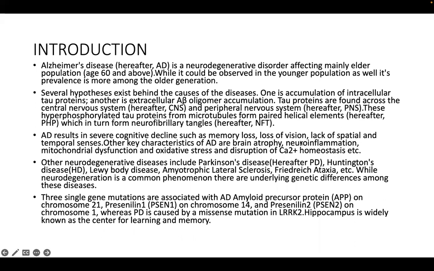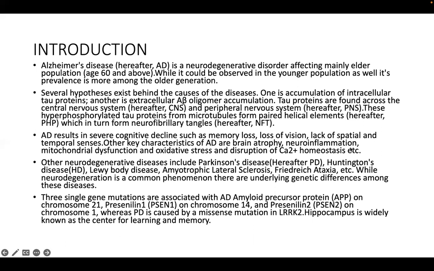Before proceeding, I would love to give an overview of Alzheimer's disease. It is a neurodegenerative disorder affecting mainly the elderly population. There are several hypotheses behind this disease. One of them is the tau hypothesis, another is the beta amyloid hypothesis. AD results in several cognitive declines such as memory loss, loss of vision, lack of spatial and temporal senses, brain atrophy, neuroinflammation, mitochondrial dysfunction and oxidative stress, and disruption of calcium homeostasis.